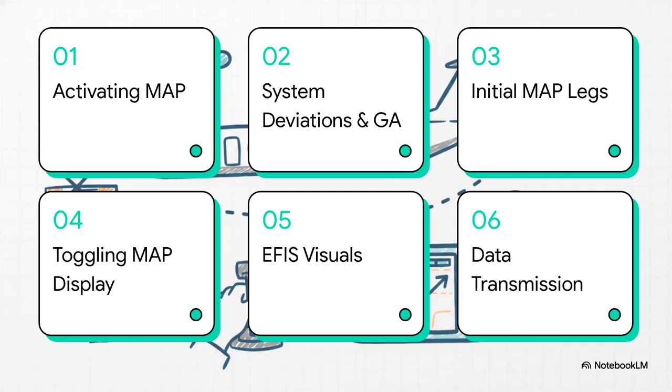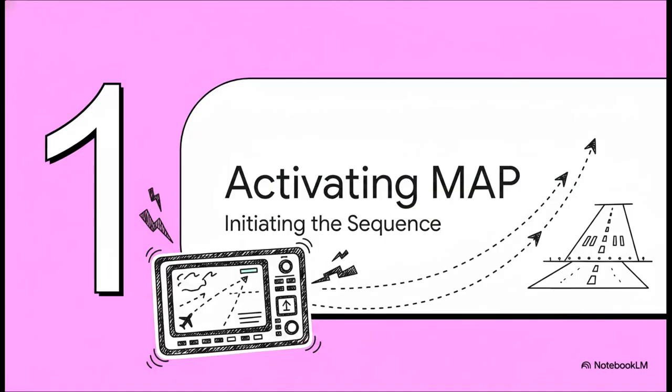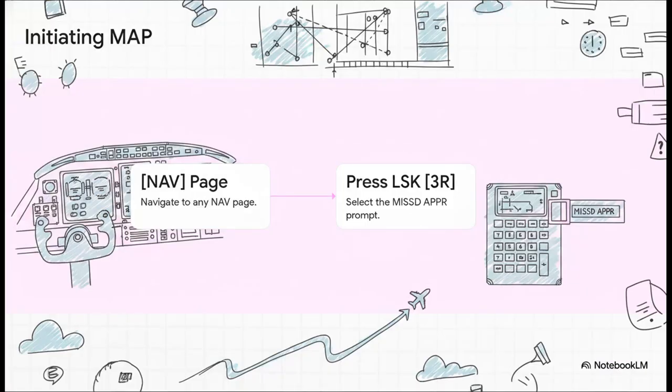Let's get to it. Section 1. Activating missed approach procedures. Initiating the map sequence. Okay, so put yourself right in the captain's seat of your Q400. To initiate the sequence manually, you first need to access literally any navigation or NAV page on your FMS. From there, just follow two exact keystrokes.